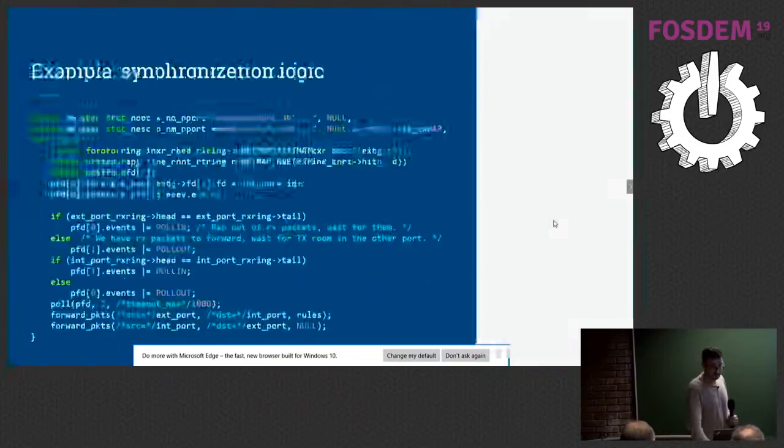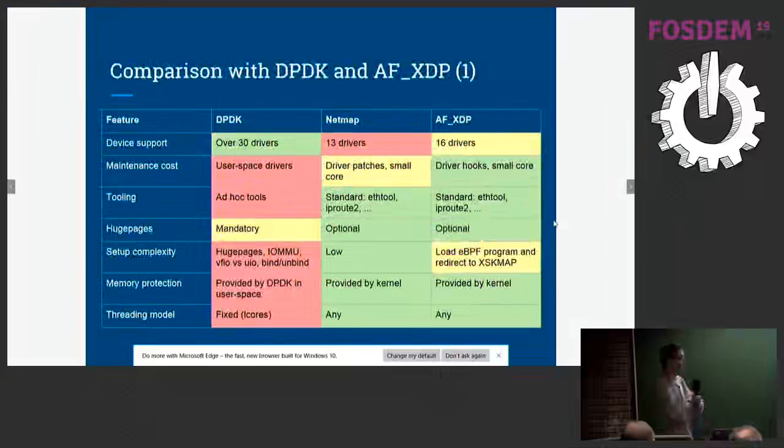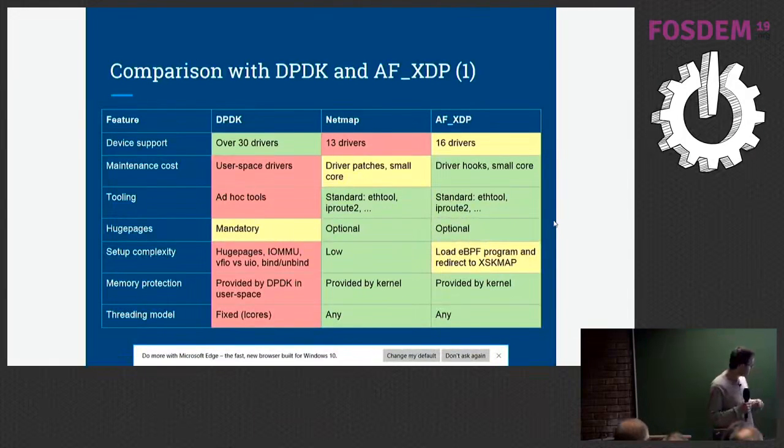I also prepared a very short comparison between Netmap and DPDK. There is no time to go through all of it, but what I wanted to show here are some comparison items. One advantage of Netmap, and also XDP, is that it's very easy to set up. With DPDK, you need to care about huge pages, you need to care about IOMMU, you need to bind and unbind drivers from the kernel driver to the DPDK driver. While with XDP and Netmap, you just have to do nothing.